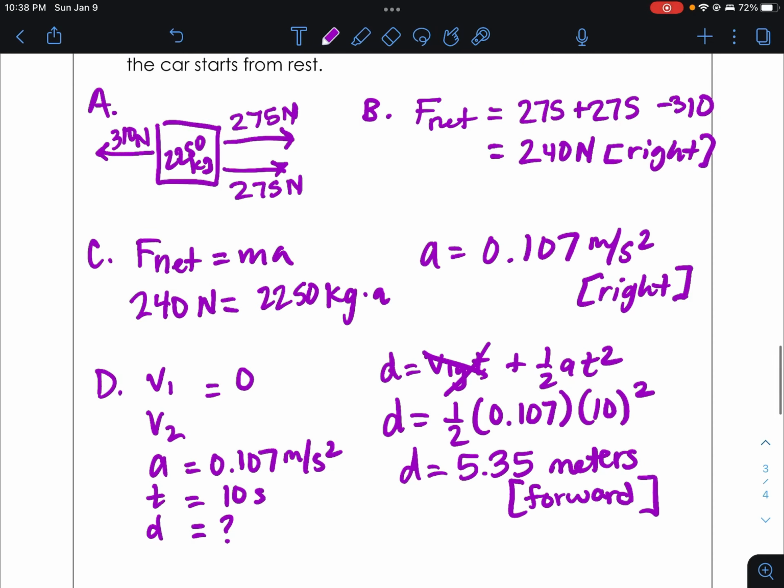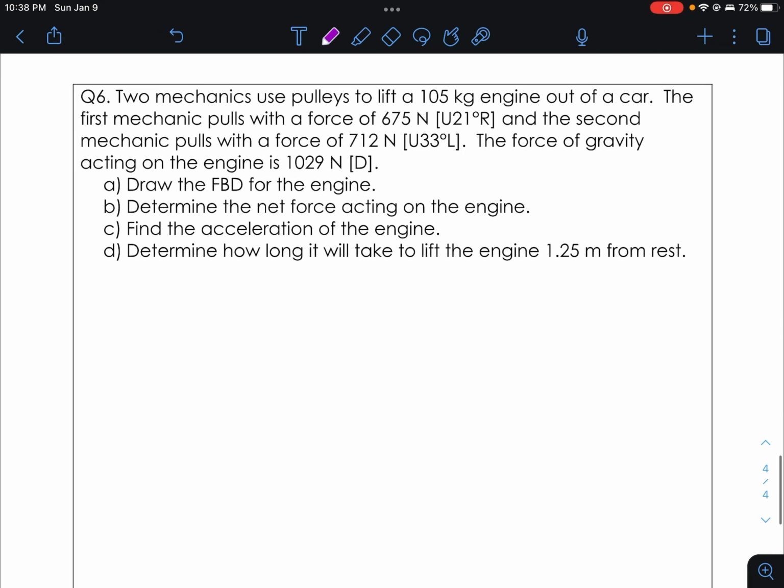Finally, last but not least, we have question 6. Two mechanics use pulleys to lift a 105 kilogram engine out of a car. The first mechanic pulls with a force of 675 newtons up and to the right, at a 21 degree angle, right of up is how you should read that. And the second mechanic pulls with a force of 712 newtons, 33 degrees left of up. The force of gravity acting on the engine is 1,029 newtons down. So draw the free body diagram.